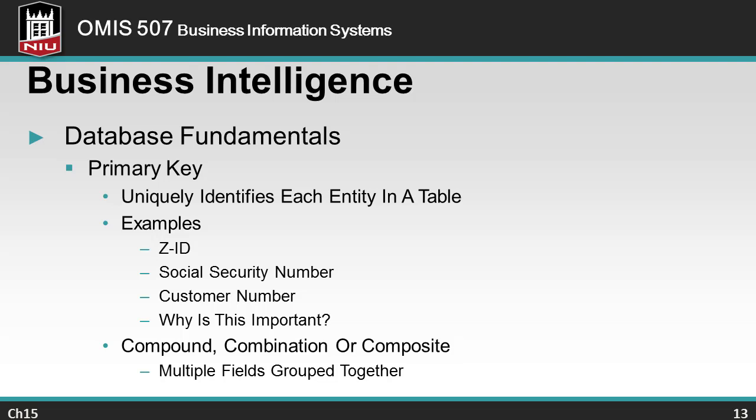This is important to guarantee the integrity of the data. The primary key ensures that the data associated with a given entity is accurate and prevents confusion. For example, without the ZID, you would not be able to differentiate two students with the same first and last name. More complex relationships can be established within the data with compound, combination, or composite keys that have the ability to group multiple fields together.